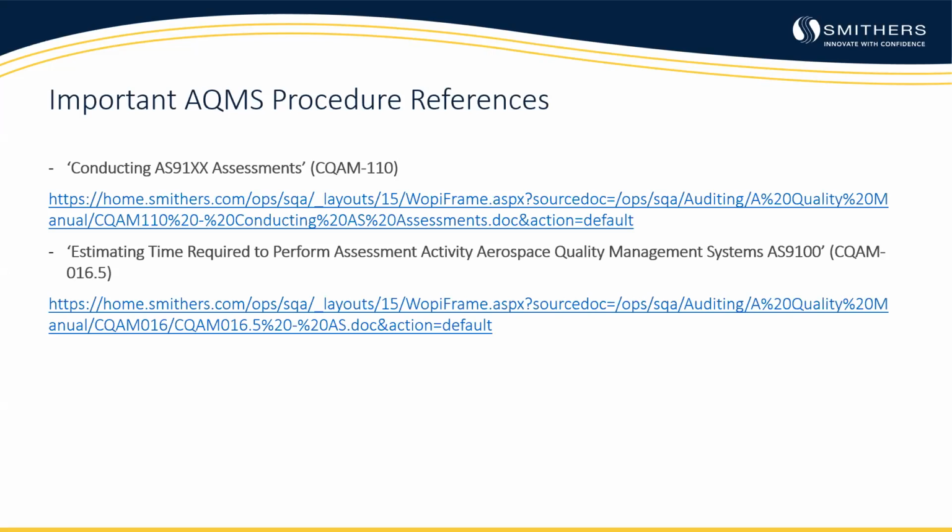And then the last document is estimating time required to perform assessment activity for the AQMS AS 9100 requirements. This is CQAM 016.5. What this document entails is detailing out all of our audit tables, all the required times as far as supporting audit activities.